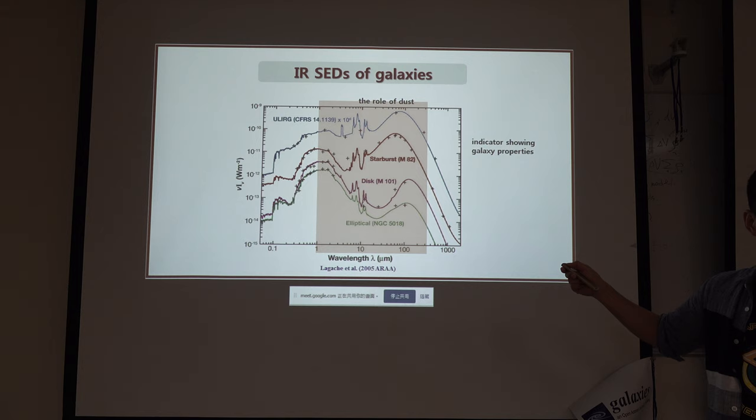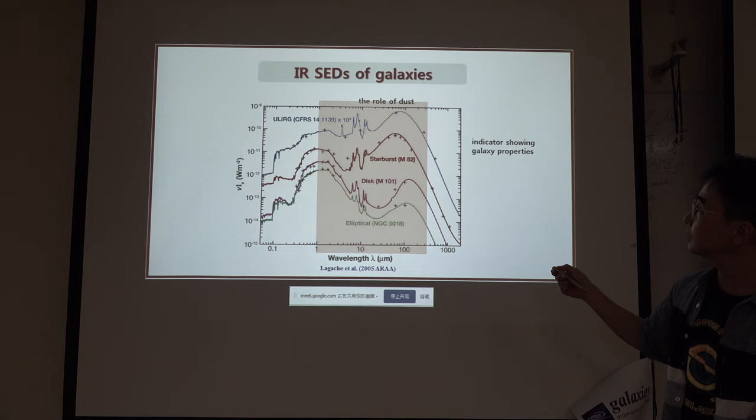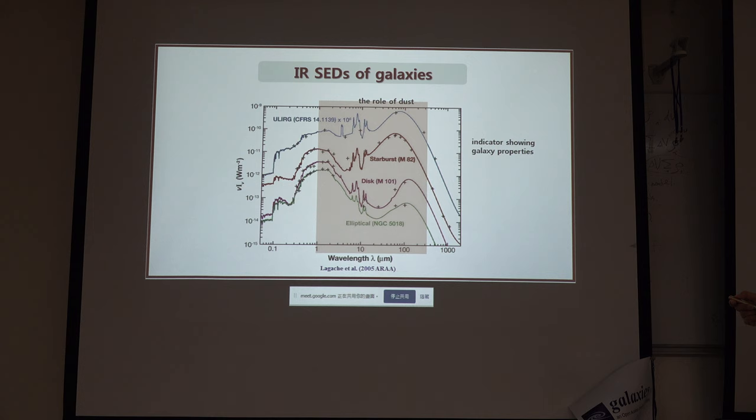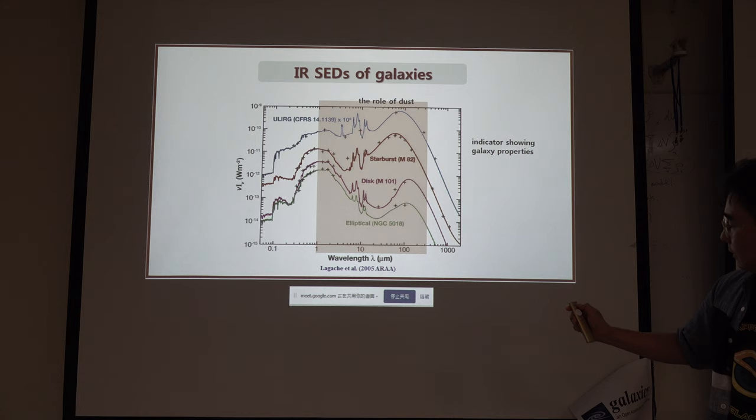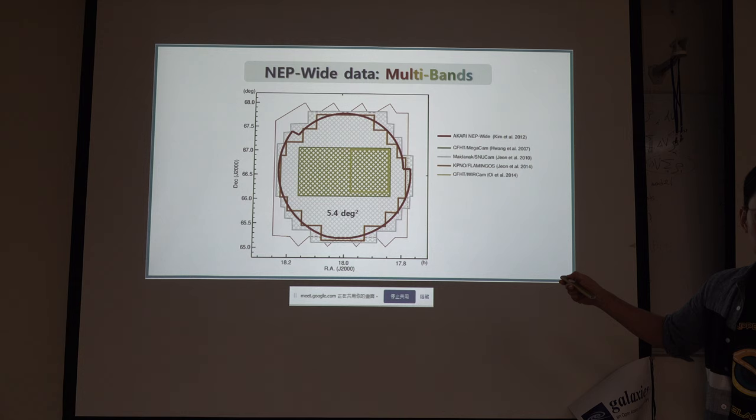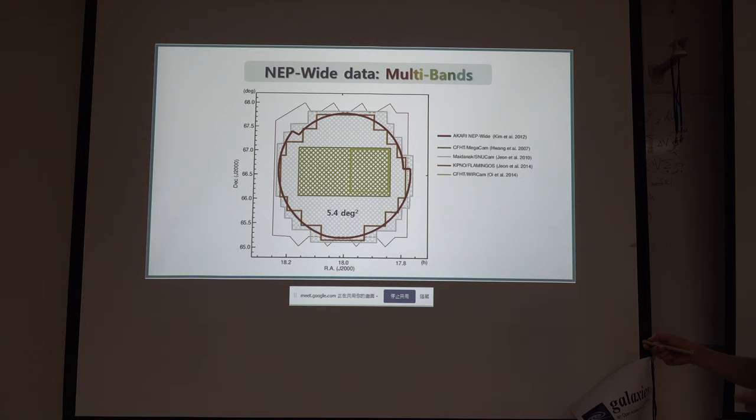So actually the role of dust is important, but not just as an obscuring material, but also as a major component participating in the galaxy evolution process. As we see here, the prominent feature in the mid-infrared range, so-called PAH, and the broad peak here in the far-infrared range, these two show that the dust in the galaxies plays a significant role.